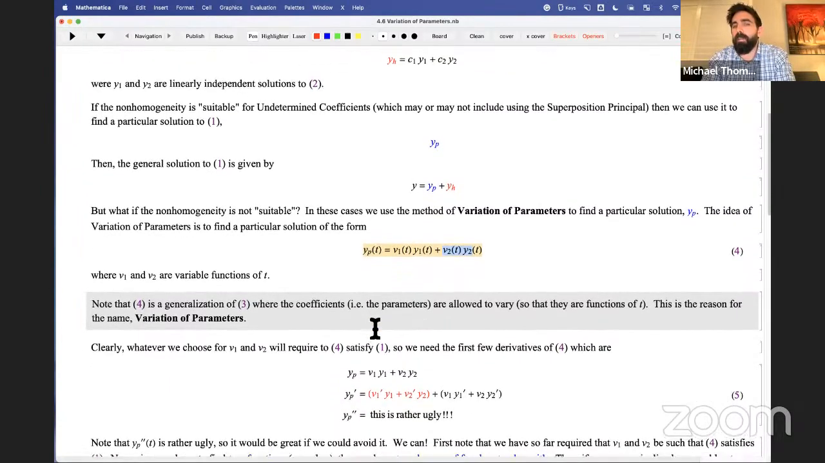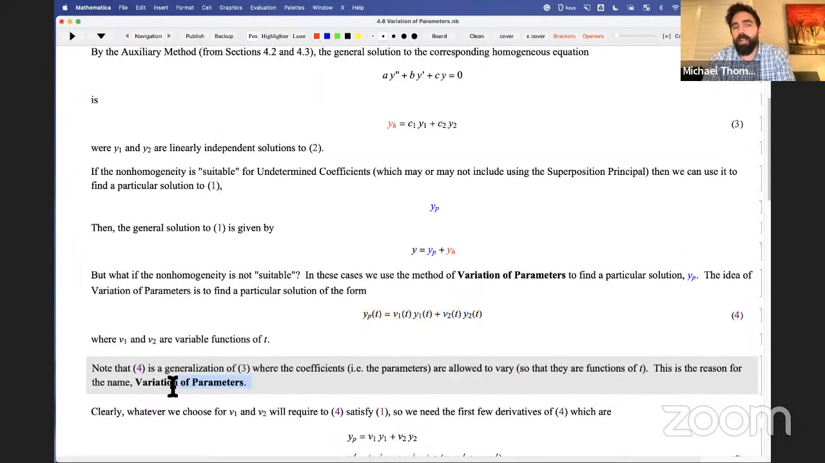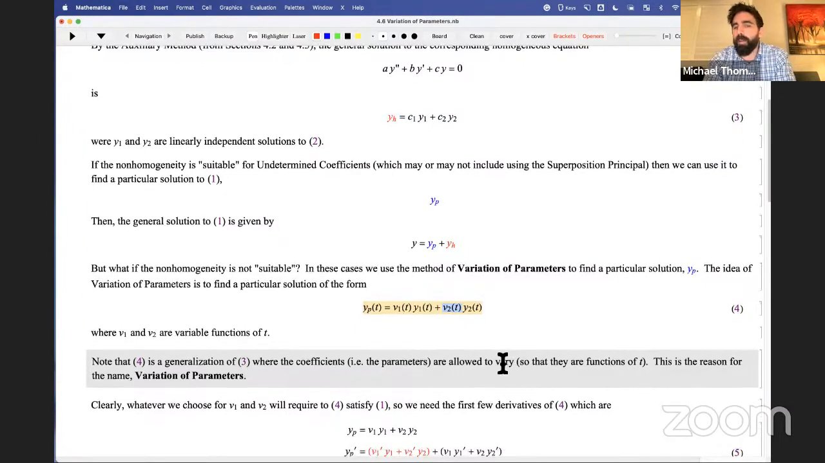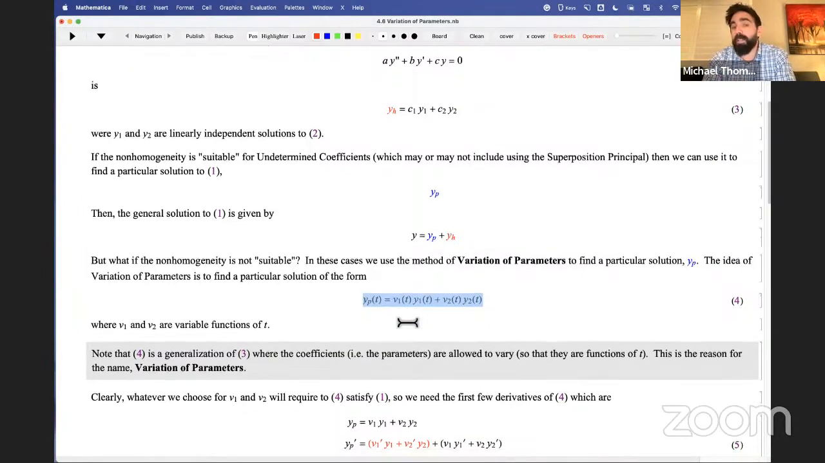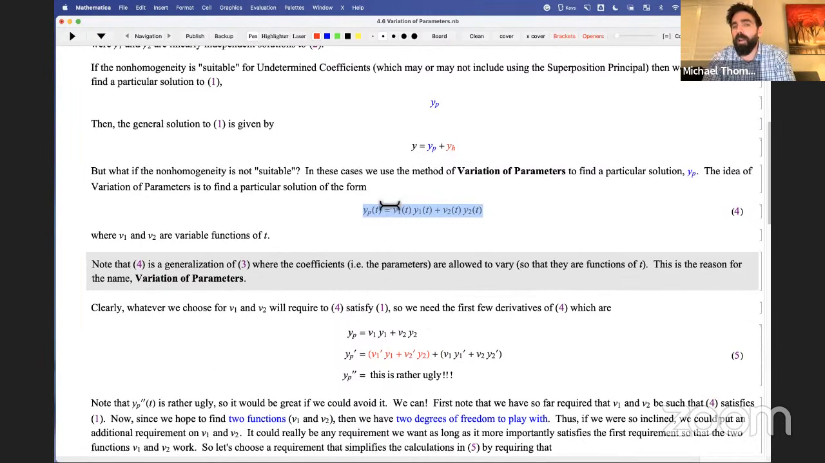The reason we call this method variation of parameters is because we have parameters up here, but now we're letting those parameters vary. So how would we do this? Well, this is the form we want to use. We're going to use the same technique we used before. We'd like to find the first few derivatives, plug them in, then equate coefficients and solve for them.